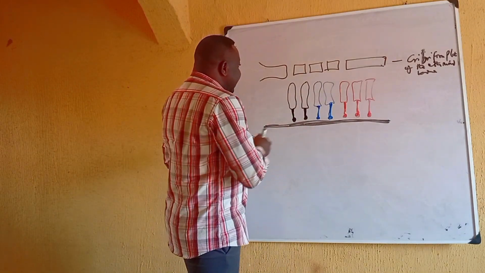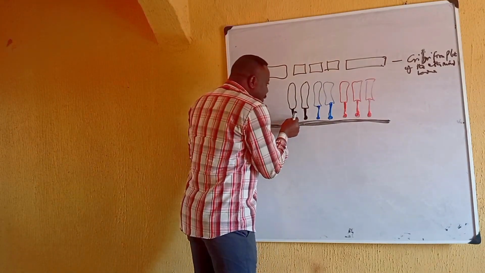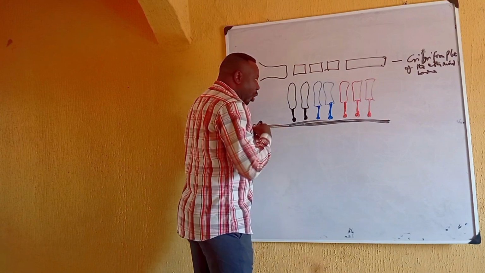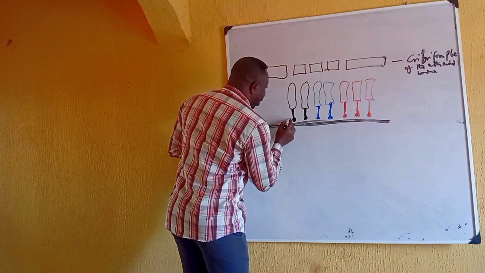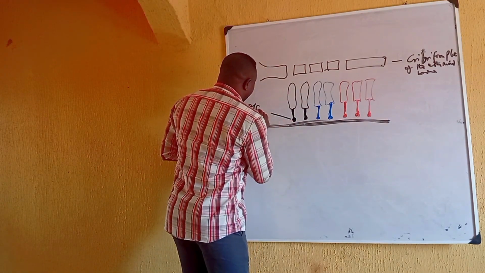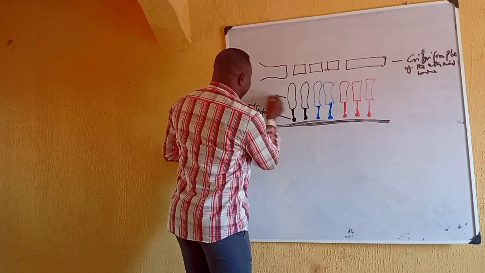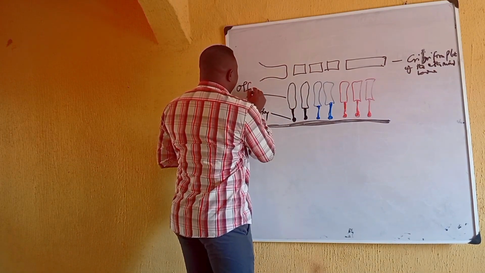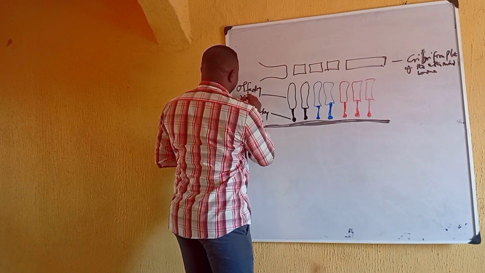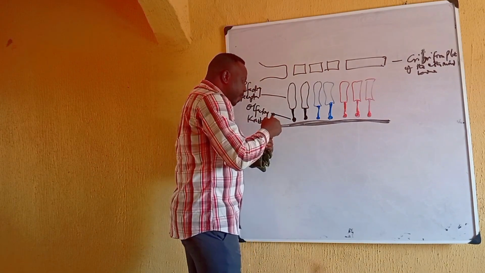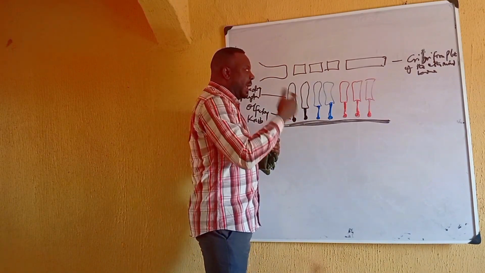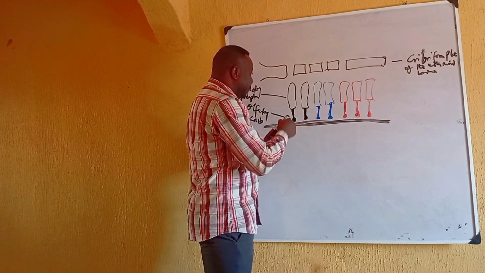Now, this knob is actually called the olfactory knob. This is known as an olfactory receptor. Our olfactory receptors are usually bipolar in nature, so these are bipolar cells.